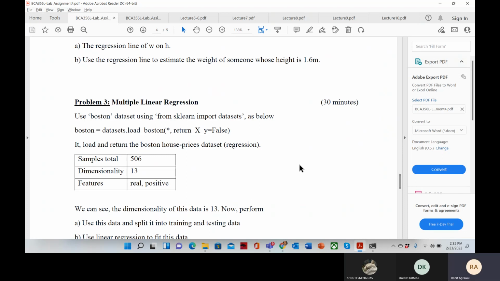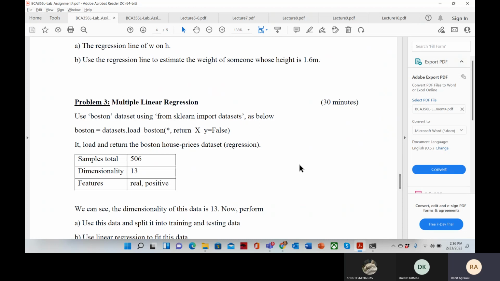Do you remember all these things? Linear regression, writing your own code, linear regression using the Python library, linear regression with multiple features, that is more than one feature. So all of this we discussed in the previous lab. So we are further continuing.